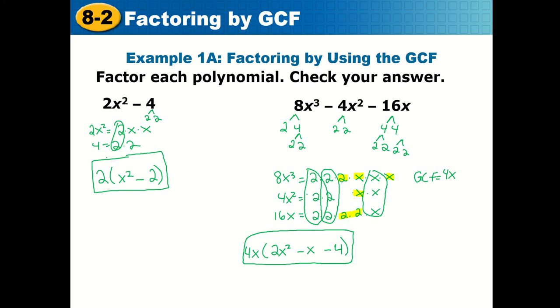Now, if you want to check to make sure that you got it right, you could do distributive property with these again to see, did I get it right? Oh yeah, actually I did. So if you do distributive property just to check, this one would be 2x squared minus 4. Oh, yep, that matches that, so check. And this one would be 8x cubed minus 4x squared minus 16x. Oh, check. Yep, it matches that up there, so I got it right.